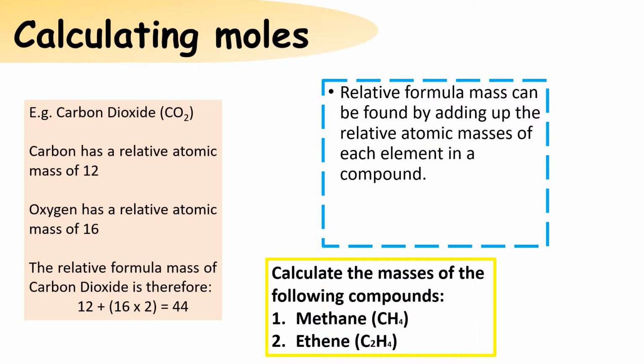The same can be done when working out how much 1 mole of a compound weighs. You start off by working out the compound mass. So in the case of carbon dioxide, you would take 12 as the mass of carbon, plus 2 lots of 16 for the mass of the oxygens, which would come to 44. So therefore, 1 mole of carbon dioxide would be 44 grams. Pause the video to have a go at working out the mass of 1 mole of methane and 1 mole of ethane.